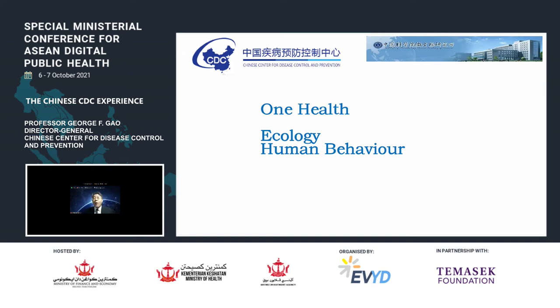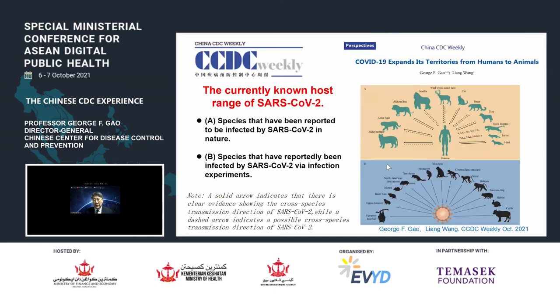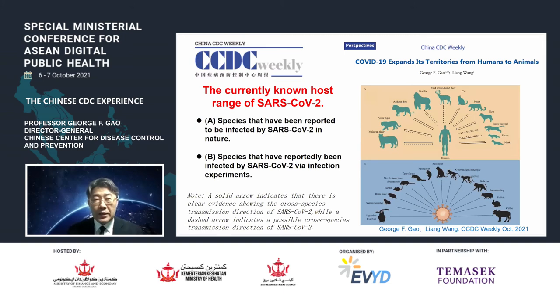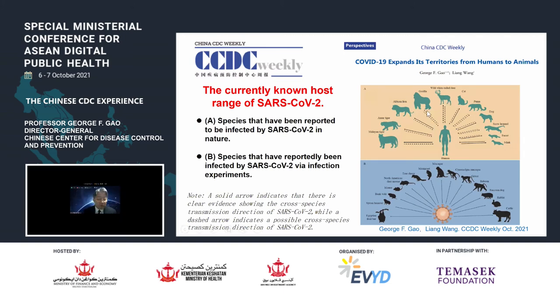While we are talking about public health, we are talking about AI technology. We are talking about digital public health. Look at what happened with the COVID-19 pathogen, SARS-CoV-2. It expands its territories for the host. The hosts are listed here. This is a paper just published, written by me and my colleagues in China CDC Weekly. This virus expands to so many hosts.